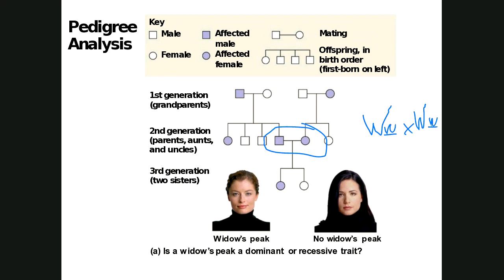Let's ask the other question then. What if widow's peak is not dominant? Then those two parents are homozygous recessive. So we've got two choices. Is it dominant, or is it a recessive trait? Those two parents that are purple, these two parents right there, I said, will you focus? If widow's peak is a recessive trait, could they have produced this female?